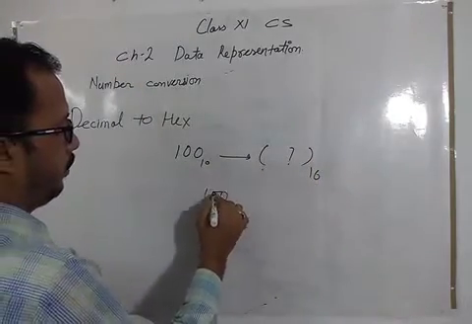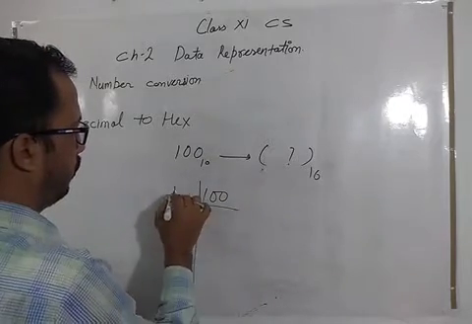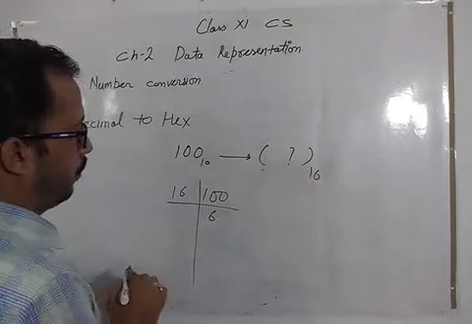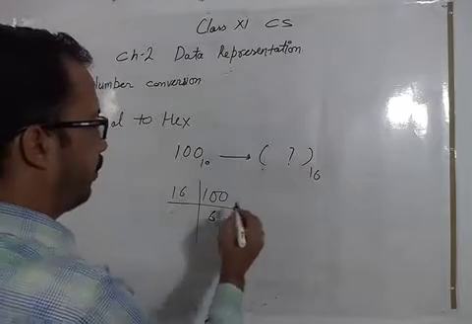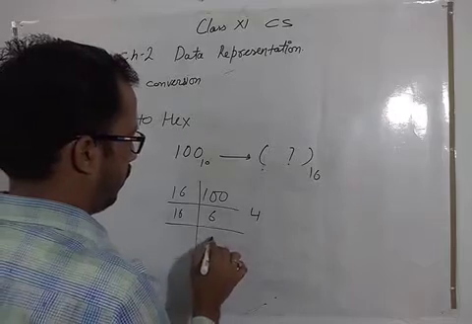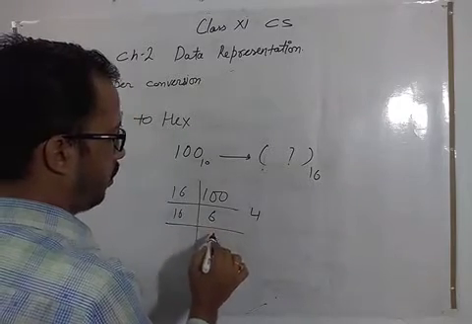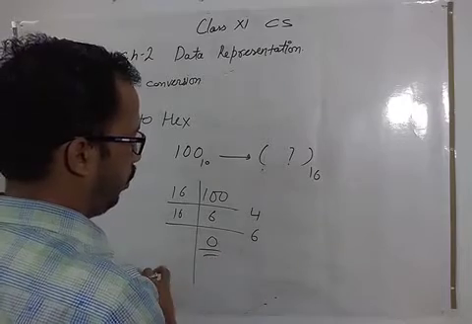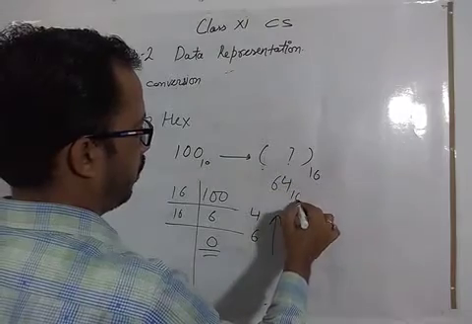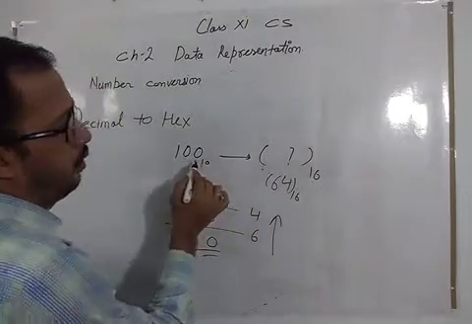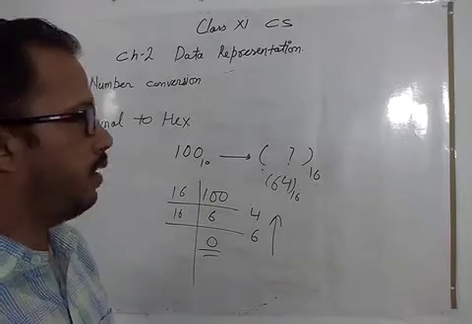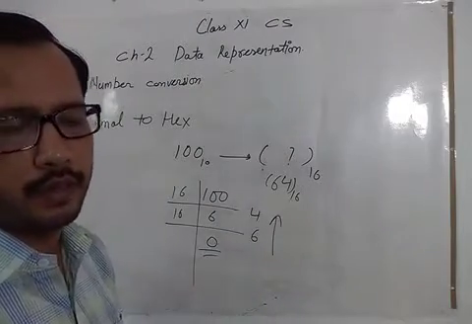So 100 divided by 16. 16 sixes are 96. Here the remainder is 4. And again dividing by 16, 0 times, 6 minus 0 is 6. Here the remainder is 6 and the quotient is 0. So in that order, 64 base 16. So the hexadecimal equivalent of decimal 100 is 64 base 16.